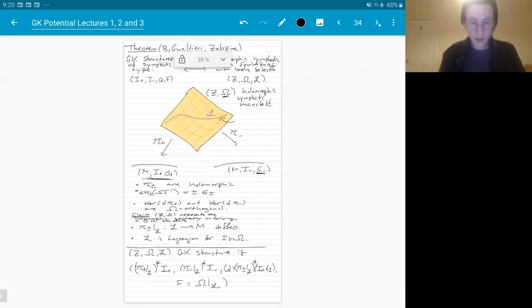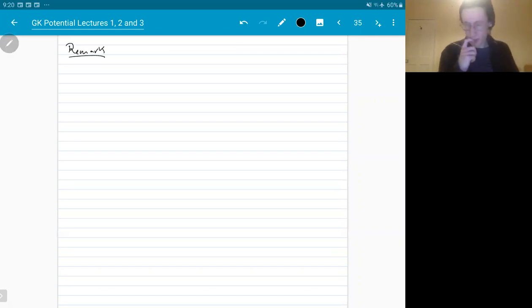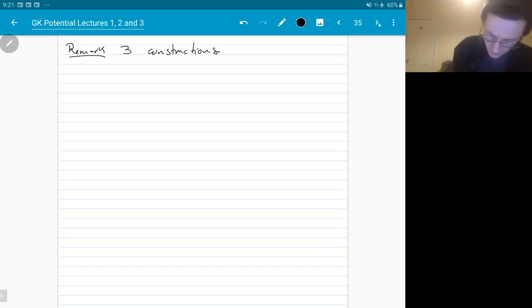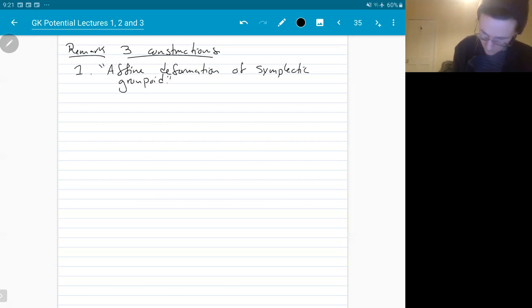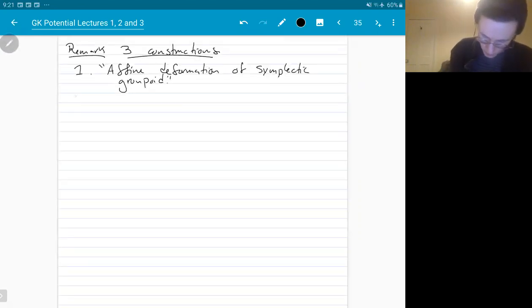Okay, are there any other questions about this? So let me just make a brief remark. Back when I explained the Donaldson formulation of Kähler geometry, there were 3 constructions. One was the affine deformation of the symplectic groupoid. That's the easiest one to generalize for this theorem. That's the one that I explained last week, and the one that we give in the paper.